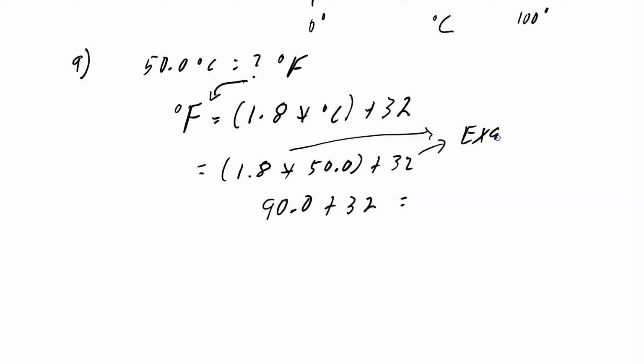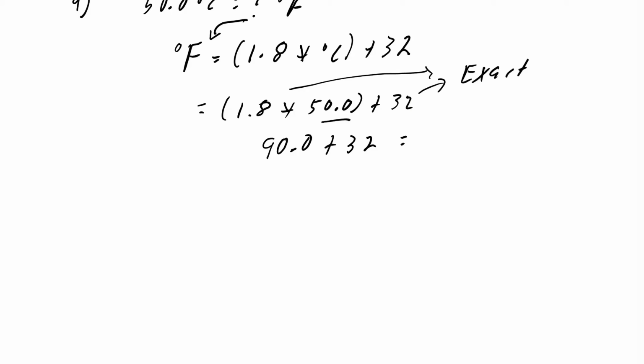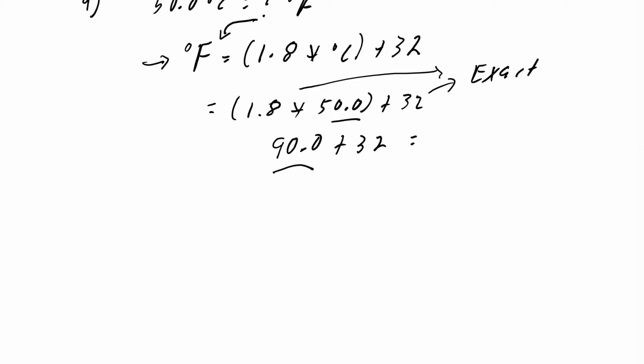Now the important thing to understand here is that the 1.8 and the 32 both are exact numbers. And the only number that has a measurement is our 50 degrees Celsius, 3 significant figures. Our 1.8 and 32 have as many significant figures as we need. Therefore, our answer is going to require us one decimal place to the right because this has as many decimal places as we need. So adding these two together, we get a value of 122.0 degrees Fahrenheit.